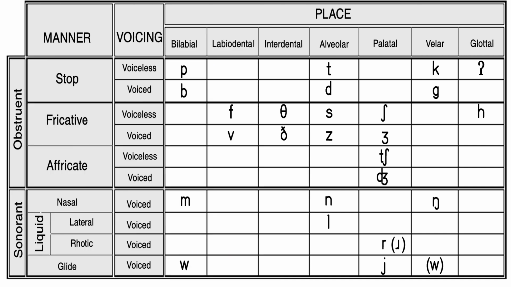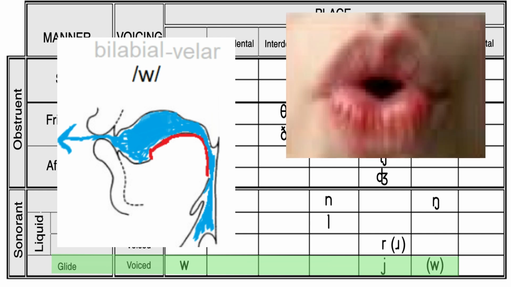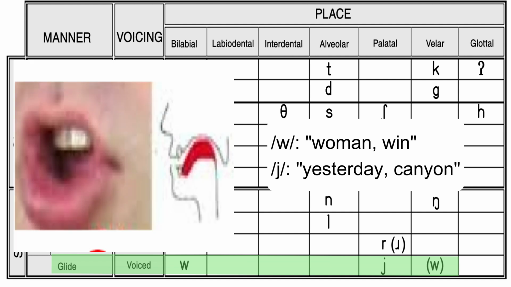Glides. W and Y are called glides because the air glides over the tongue before exiting the lips. Glides are also called semivowels. To pronounce the W sound, form your lips in a small, tight circle and let the air out as if you were blowing out a candle. The W sound can be found in words such as woman and win. The Y sound can be found in words such as yesterday and canyon.